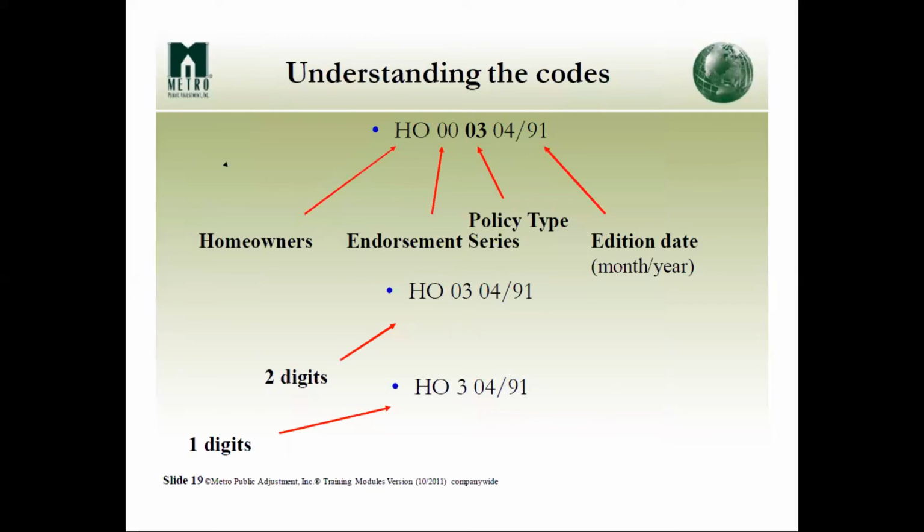I have never really spent too much time with the codes, but when you see an HO and an 03, you know you're dealing with a special policy. You're dealing with an all-risk policy. This indicates when the policy was last edited and modified and agreed to by the state.